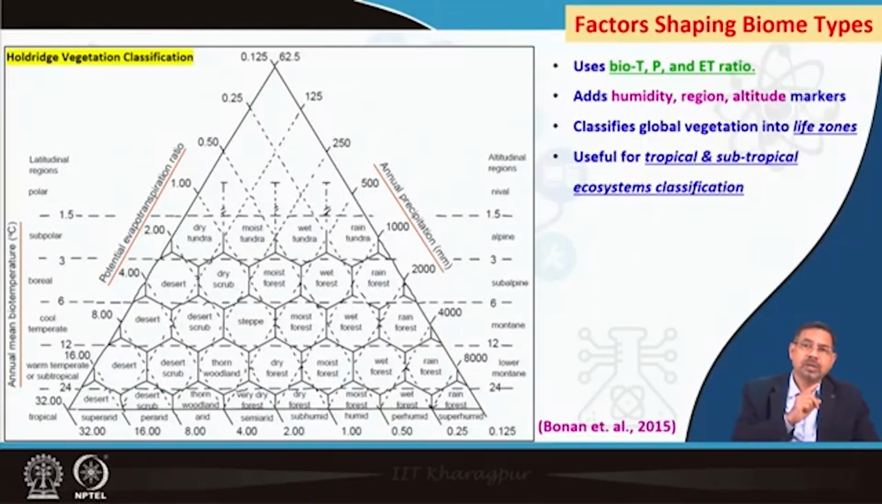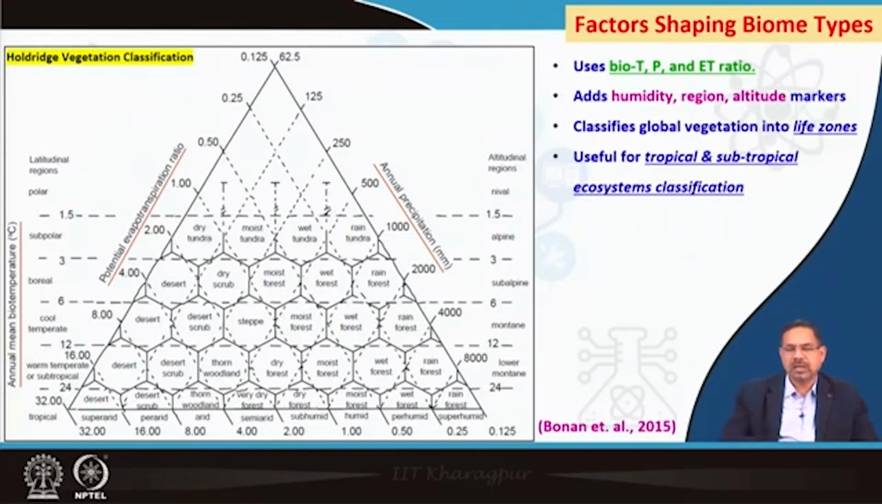There we talked about mean annual air temperature. Here we are just talking about the biotemperature, and between 24 to 32 is the tropical, 16 to 24 is the warm temperate and subtropical, 8 to 12 is the cool temperate, 3 to 6 is the boreal, and 1.5 to 3 is the subpolar, and less than that is the polar.